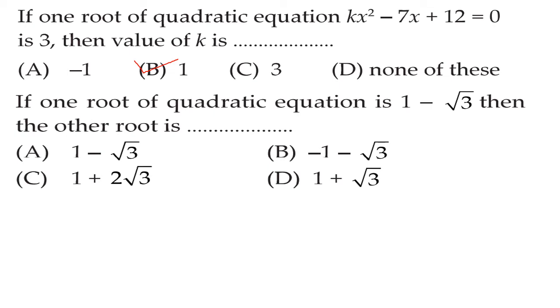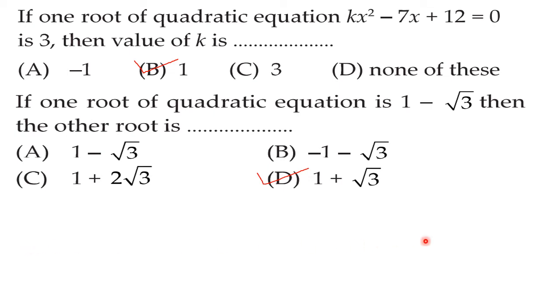See, 1 minus root 3 is not possible, 2 root 3 is not possible, because only the middle sign is changing. So either this or this. But here, minus 3 minus 1 is given. As I have said, only the middle sign changes. So the correct option is 1 plus root 3. Okay.